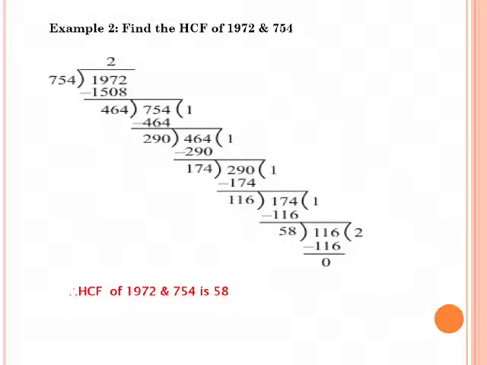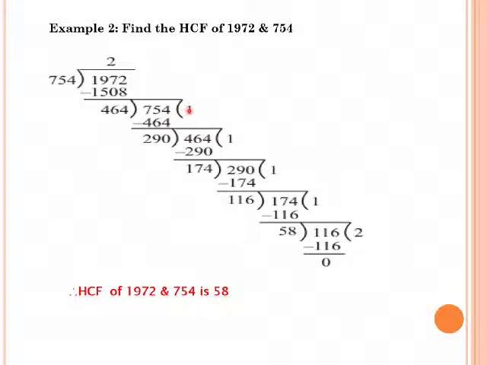Moving to the second example, children, 1972 and 754. Now, the bigger number will be the dividend, 754 will be the divisor. We start the division, it is 2 times giving you 1508. Your remainder here is 464, which will act as the divisor now. And 754 will be the dividend.